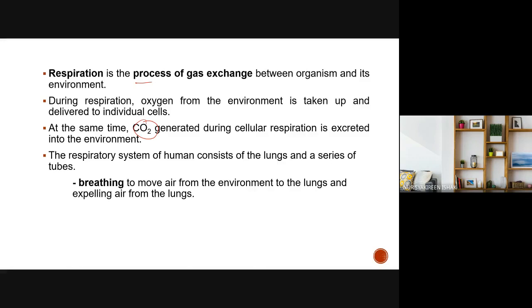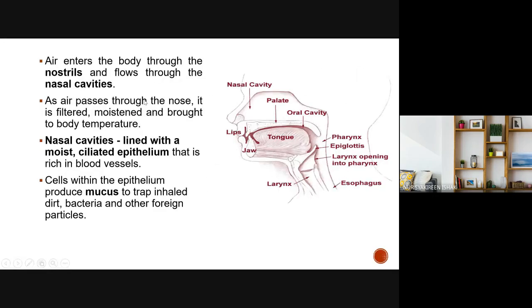Okay. So the respiratory system of human consists of the lungs and a series of tubes. Okay, so the tubes start from where? Larynx, and then down the pharynx, and then bronchi, bronchioles, and then enter into your alveolus. So the tubes are the ones we mentioned earlier: larynx, trachea, bronchi, bronchioles. Okay, so breathing moves air from the environment into the lungs and expels air from the lungs into the environment. So this is the flow of air.